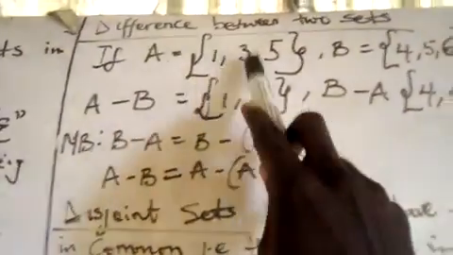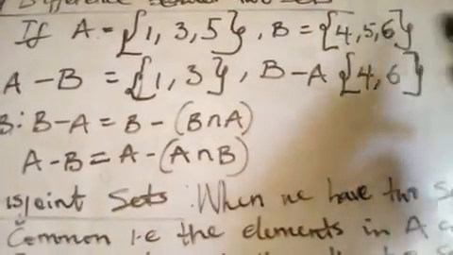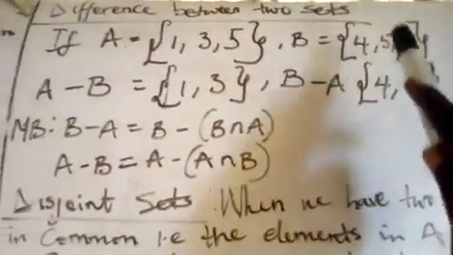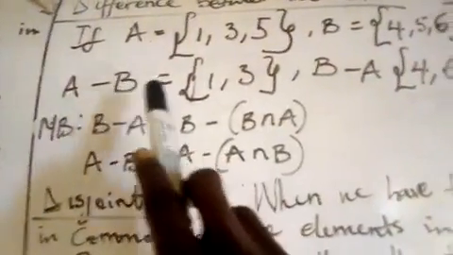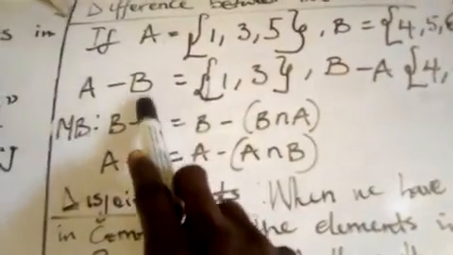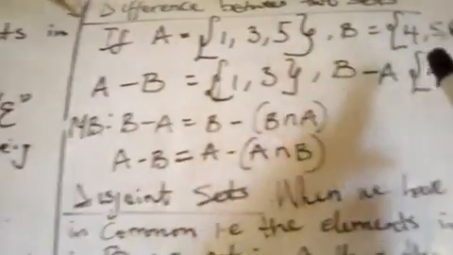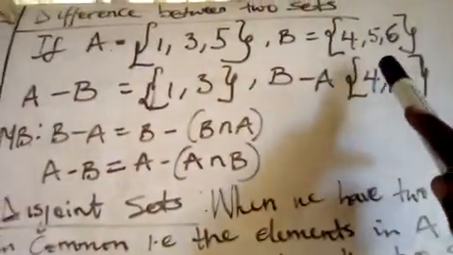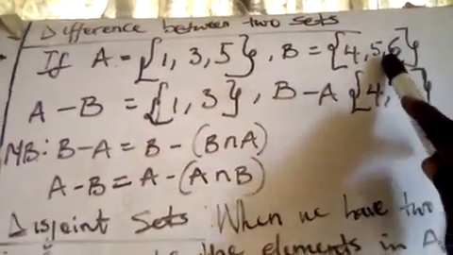So wàá rí pé element wo ló wà nínú A? A ní 1 3 5 àbí. Element wo ló wà nínú B? A ní 4 5 6. So tá bá fẹ́ yọ B kúrò nínú A lálákọ̀ọ́kọ́ tá kọ A minus B. Be very careful of èwo ló wà níwájú nínú méjèèjì. A ló wà níwájú, so A ló dúró, B la fẹ́ yọ kúrò. So èwo ló wà nínú A, èwo ló wà nínú B tí ò sí nínú A?